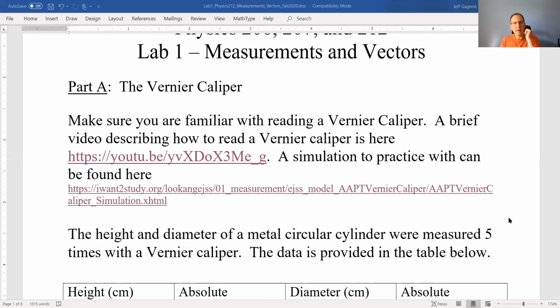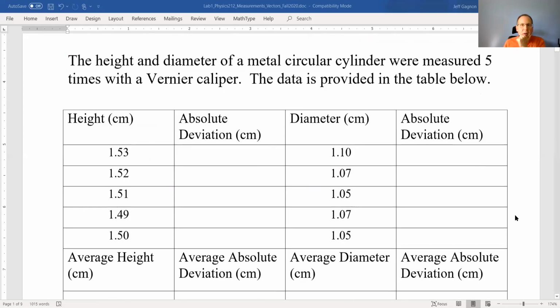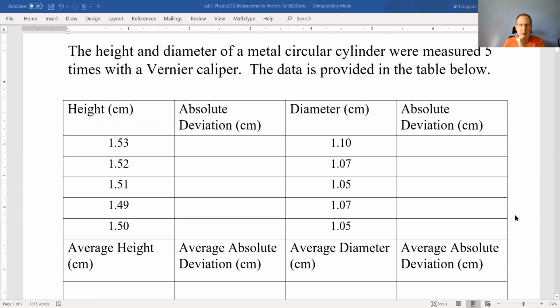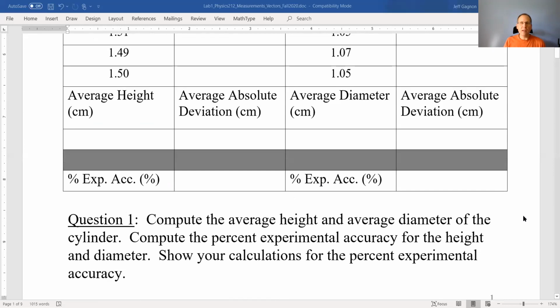Okay, so in the first part of the experiment, I give you a table of values. So 5 values for the height, 5 values for the diameter, right? So we're assuming a vernier caliper was used and the resolution is 2 decimal places, 0.01 centimeters, right? So what I want you to do, for question 1, is compute the average height and average diameter. Again, make sure you round to 2 decimal places, right? Round to the resolution of the instrument. And then compute the percent experimental accuracy for the height and the accuracy for the diameter, right?